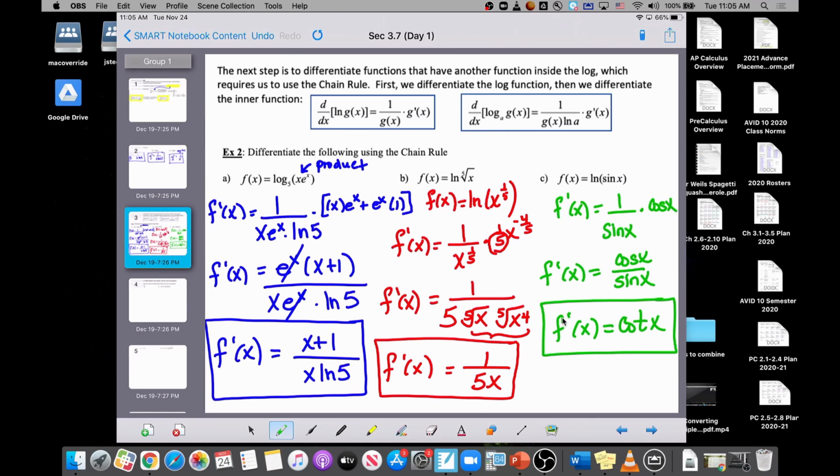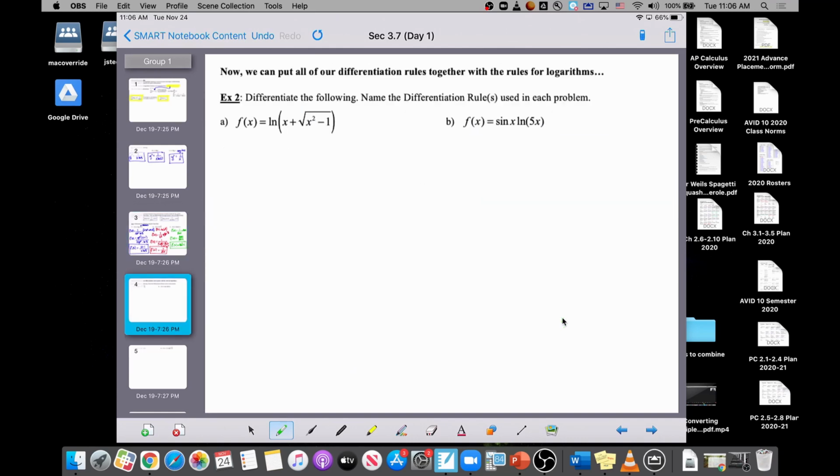All right, so that gets our feet a little bit wet here when we talk about differentiating log functions where we have chain rule involved, where we have a function inside of our log. So keep in mind, it's always 1 over the stuff, if it's a log, times the natural log of the base, and then times the derivative of the stuff when we're doing chain rule. Okay, so now we're going to pull all of our differentiation rules together, including our new rules for logarithms. So we're going to differentiate the following, and then after we're done, we're going to name all the differentiation rules that we used.